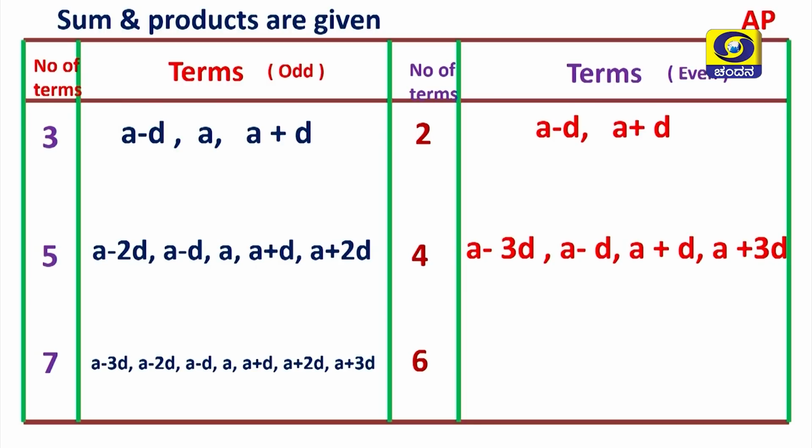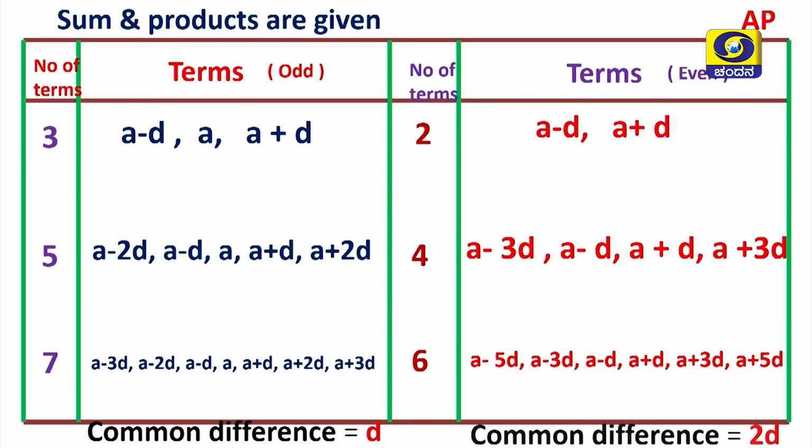The difference is 2d. The difference between the second and the first is 2d. The third and the second is 2d. The fourth and the third is 2d. This is just to facilitate you. Similarly, if there are 6 terms, the difference is 2d. You can check, you can verify, okay? So, if you have an odd number of terms, the difference is bound to be d. If you have an even number of terms, the difference is bound to be 2d. So, this is the way. Usually, you will not have 5 terms, 6 terms, 7 terms, do not worry. At the most 3 terms. So, a minus d, a, a plus d, that should suffice. That should be good enough.